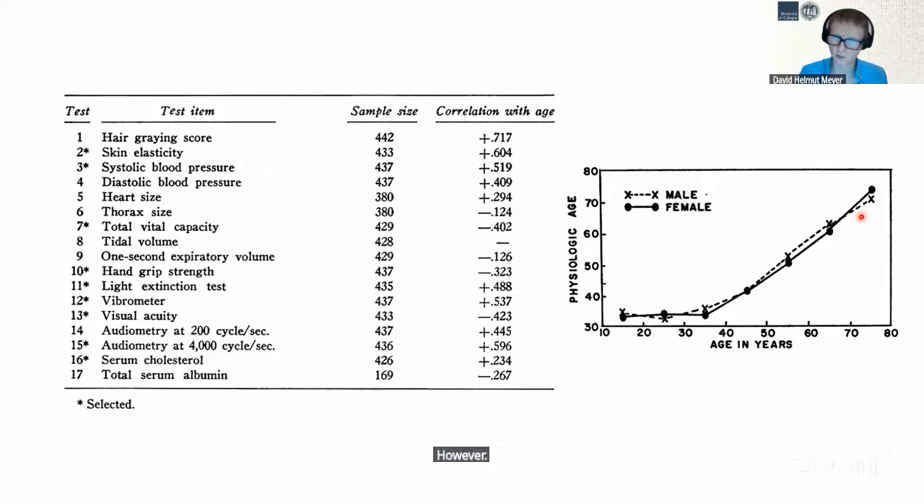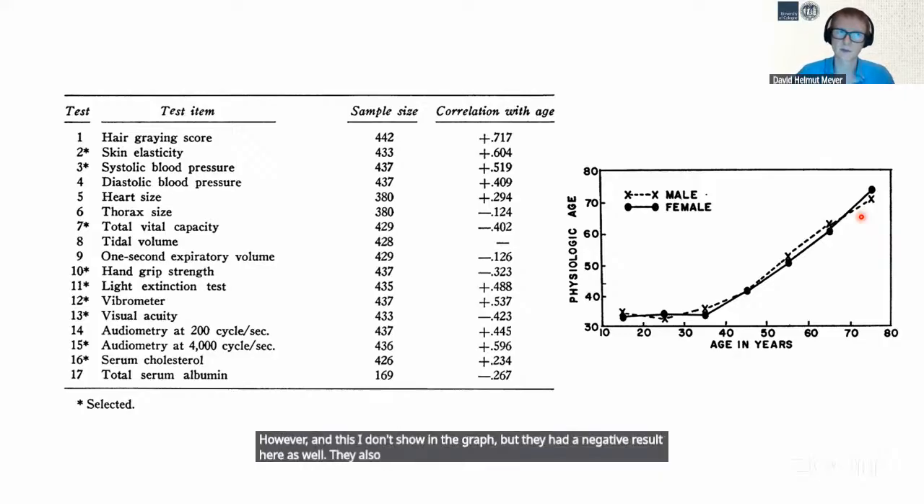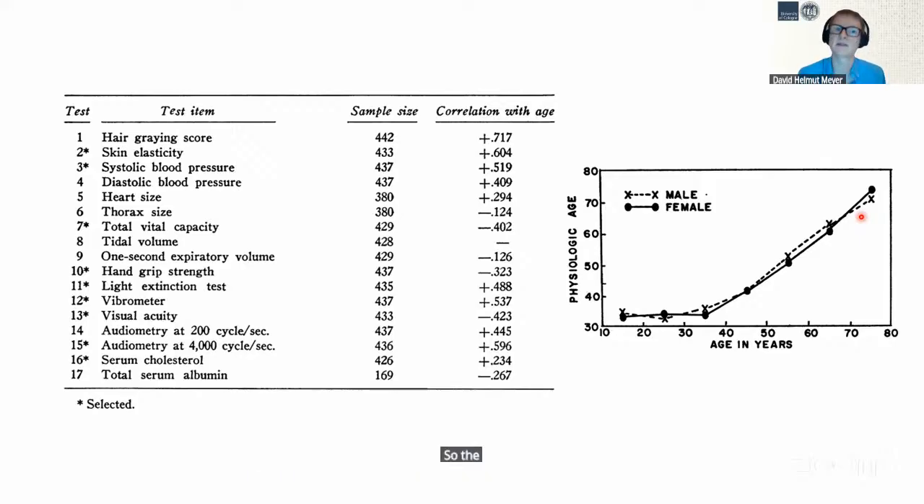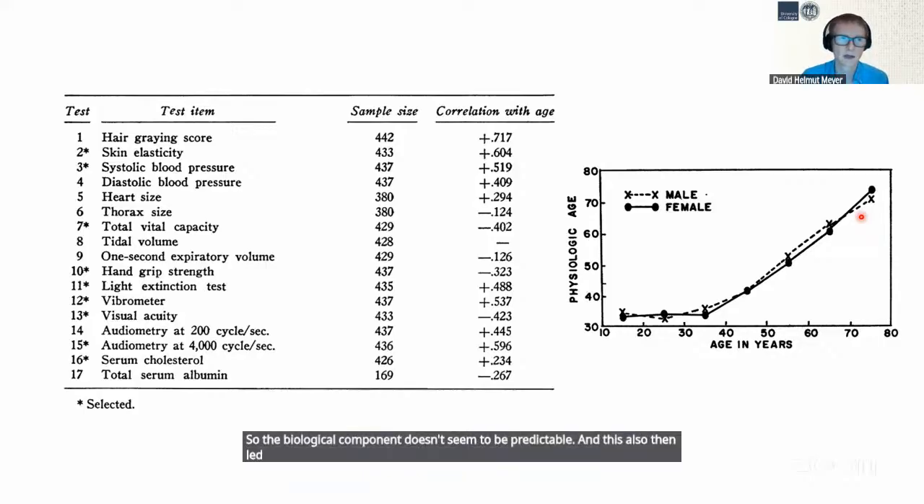However, and this they don't show in a graph, but they had a negative result here as well. They also investigated, again, the Hiroshima population, people that were nearby the irradiation and those that did not receive any radiation. And there was no difference in the predicted aging score. So it was again a negative result. So the biological component does not seem to be predictable. And this also then led to a slowing down of the field.